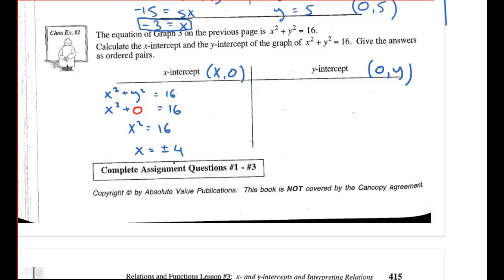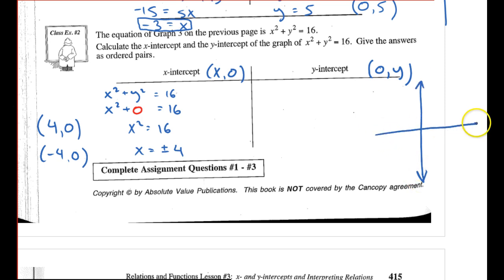And they are, well, let me write them as ordered pairs. So positive 4 and 0, and negative 4 and 0. So I'm going to go ahead and again plot that over here. Let me make my graph. There's the y-axis, there's the x-axis. So 4 and 0 would be 1, 2, 3, 4.